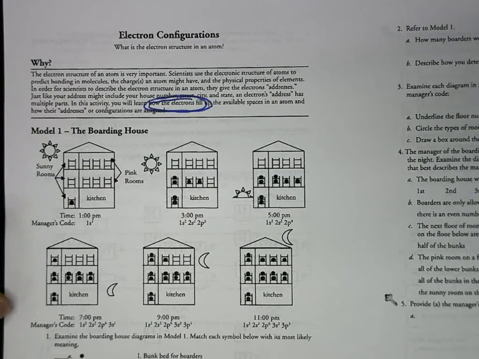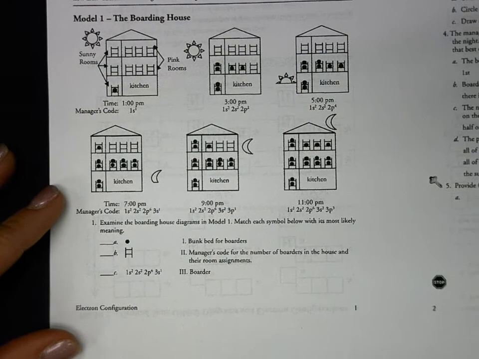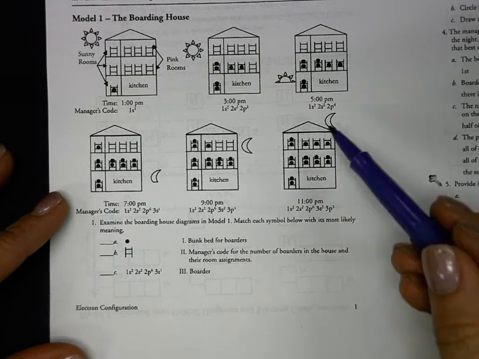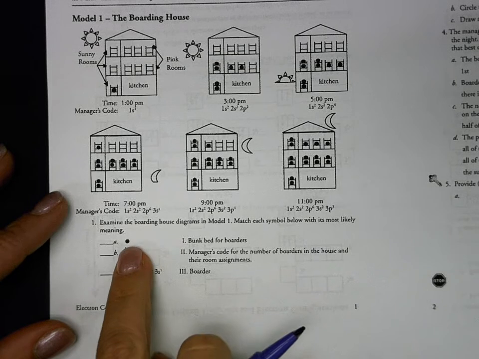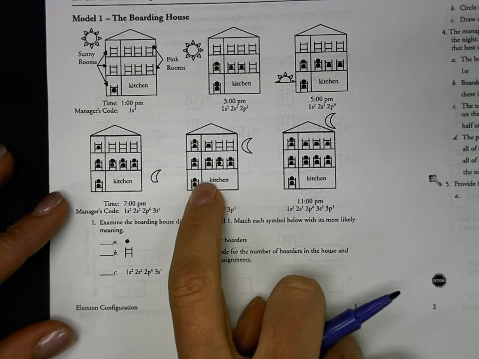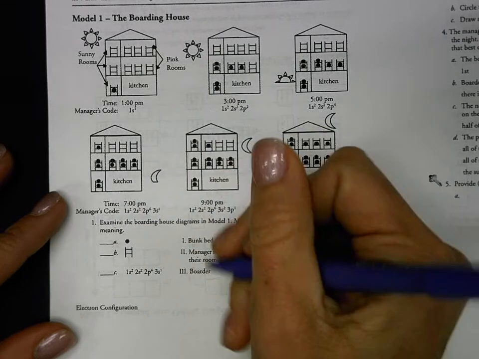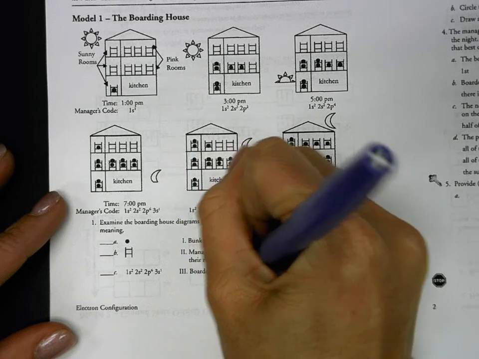Okay? So I'm going to go through what we did today, so you have it if you're absent, or you just need to watch it again. So examine the boarding houses above, match each symbol below with its most likely meaning. Right? Well, those dots are the people staying there, the boarders. But let's make it relatable to what we've been doing. Those boarders are going to represent electrons.